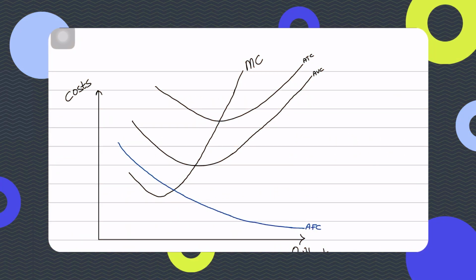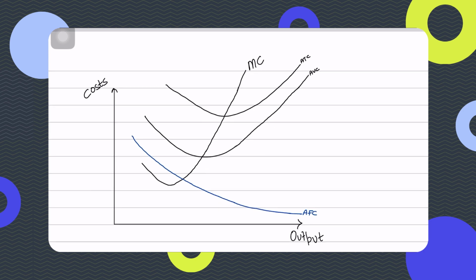Hi guys, welcome back. In this video, we're going to learn why the marginal cost curve cuts the average variable cost curve at its minimum at a lower level of output, while it cuts the average total cost curve at its minimum point at a slightly higher level of output.